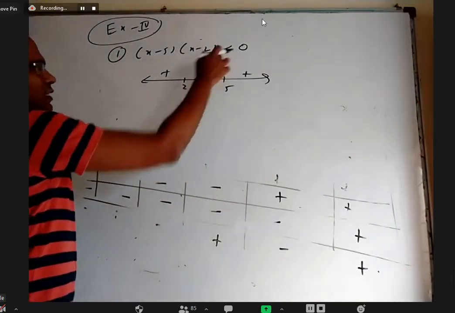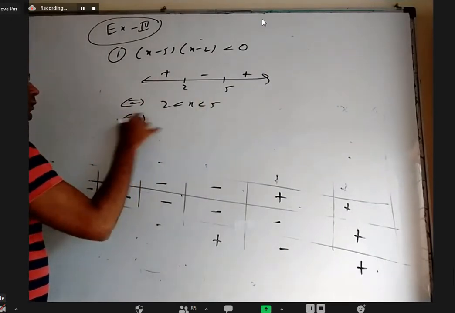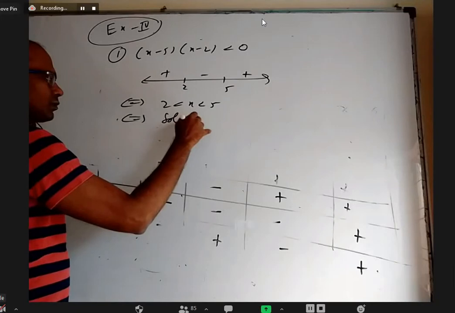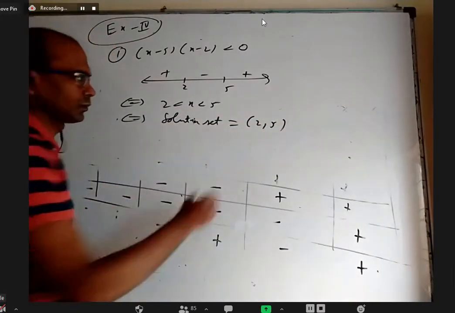Okay, now we want less than 0. So 2 less than x less than 5. Solution set is equal to open interval 2 to 5. That's it.